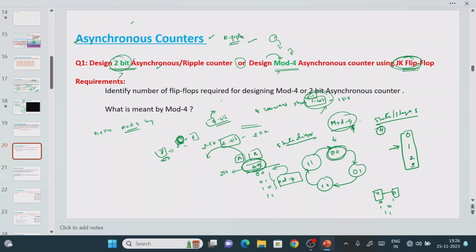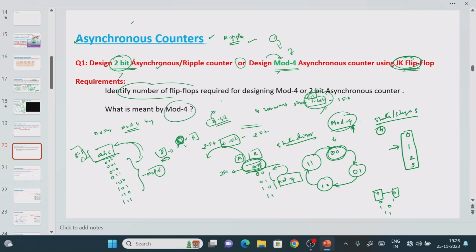3 bits we require. It means that if you take 3 bits, then count will be 8 counts, right? It means that if you have the mod 8 or 8 stages, how many bits representation is it? 3 bits. So 3 bits means how many flip-flops are required? 3 flip-flops are required, right? The first step of designing of the asynchronous counter is the identification of how many number of flip-flops are required.